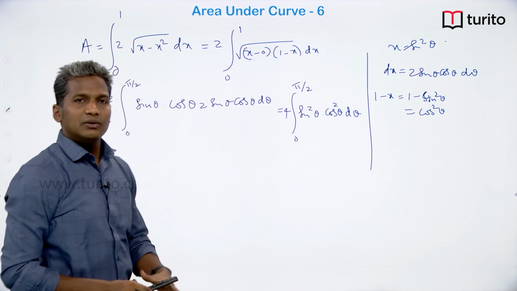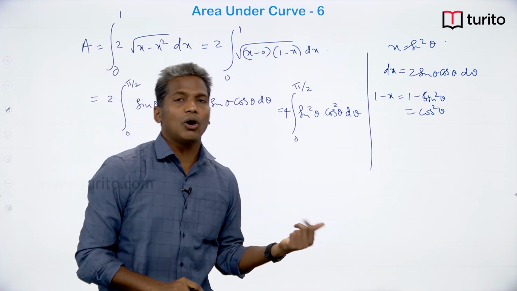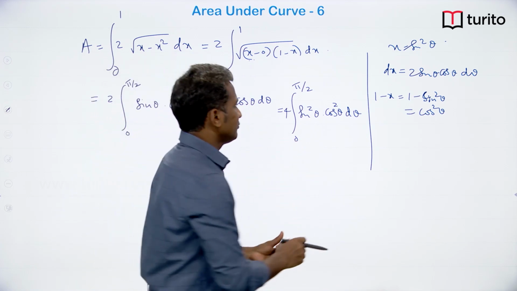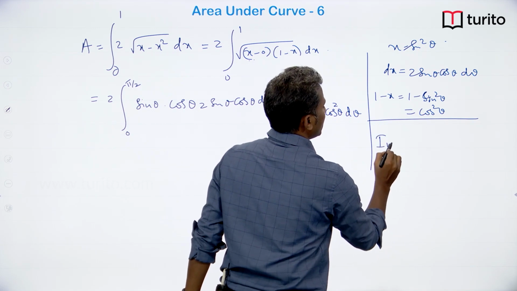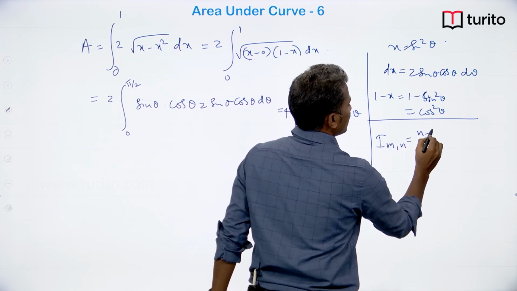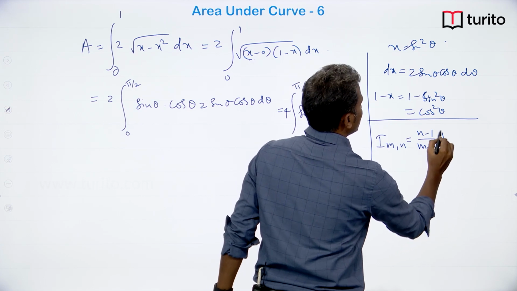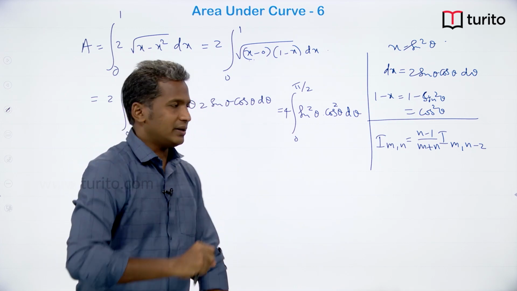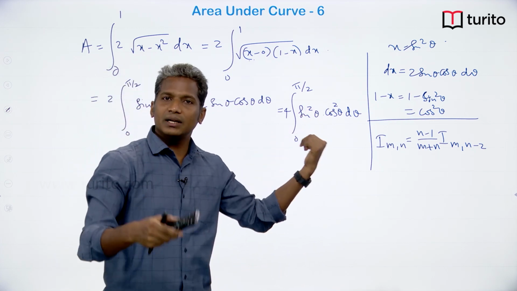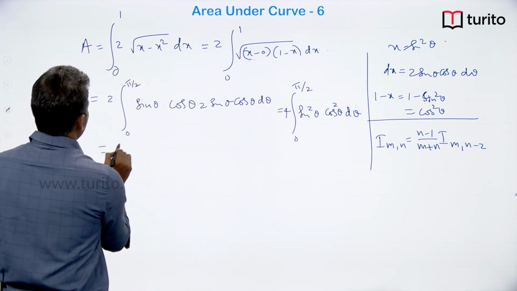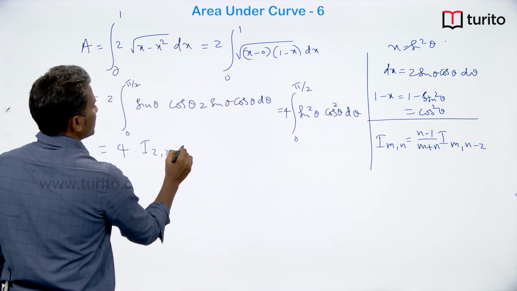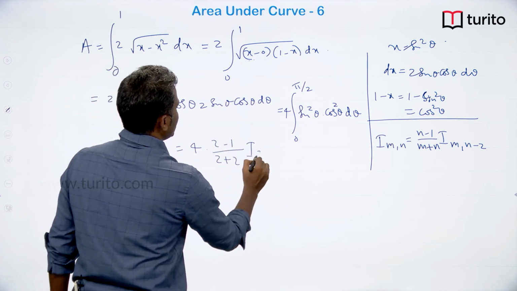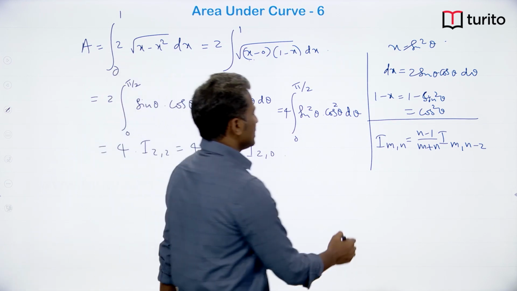So you can either convert this into multiple angles of trigonometry or go for the reduction forms. So now you know the standard reduction forms. I m comma n can be written as n minus 1 by m plus n into I m comma n minus 2. So here reduction happened on n. So you can choose any one n here and reduce it, okay. So we can write this as 4 into I 2 comma 2, which is same as 4 into 2 minus 1 by 2 plus 2 into I 2 comma 0. What exactly is the I 2 comma 0?